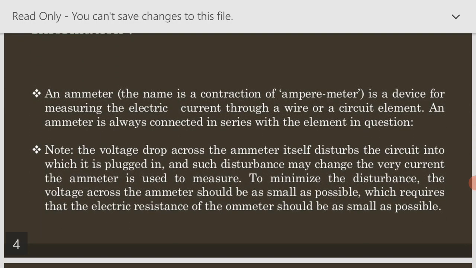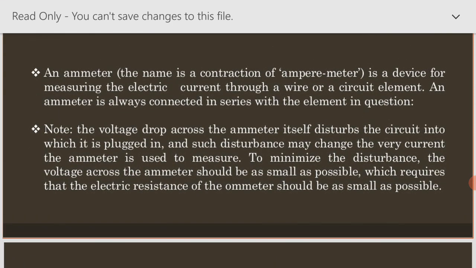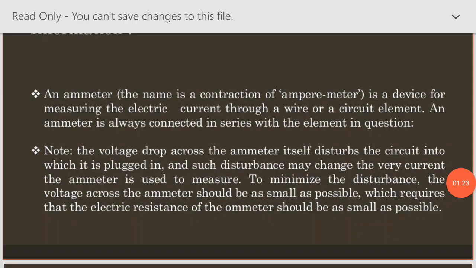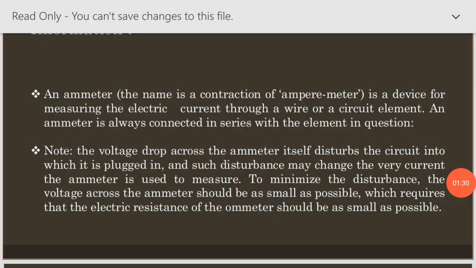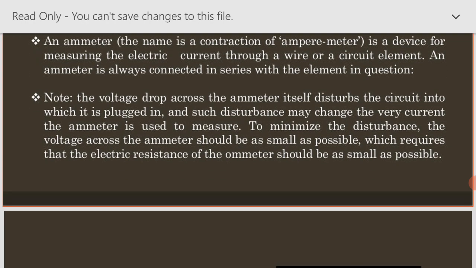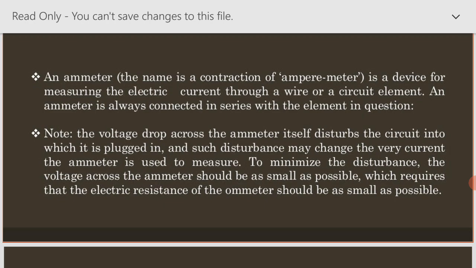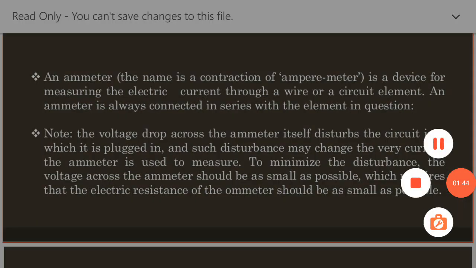An ammeter, the name is a contraction of ampere meter, is a device for measuring electric current through a wire or a circuit element. An ammeter is always connected in series with the element in question. Note, the voltage drop across the ammeter itself disturbs the circuit into which it is plugged in, and such a disturbance may change the very current the ammeter is used to measure.